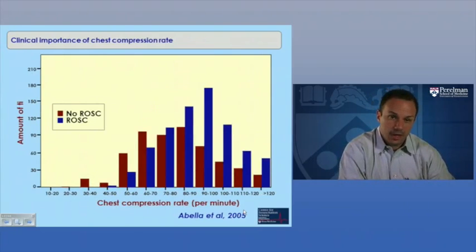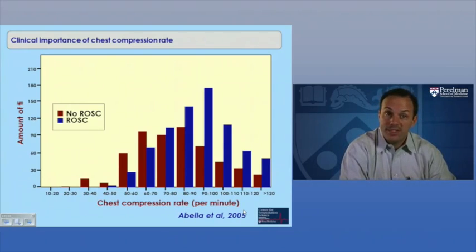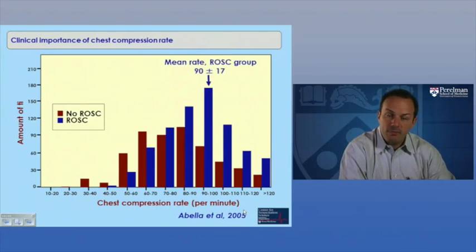I introduced this term in the first lecture. ROSC represents return of spontaneous circulation, or getting your pulse back. So ROSC is good, no ROSC is bad, and you can readily see that if patients got their pulse back, they had a mean chest compression rate that was much higher than the patients who did not get their pulse back, suggesting that chest compression rate does indeed matter and has an effect on outcomes. So once again, the way we do CPR matters quite a bit.